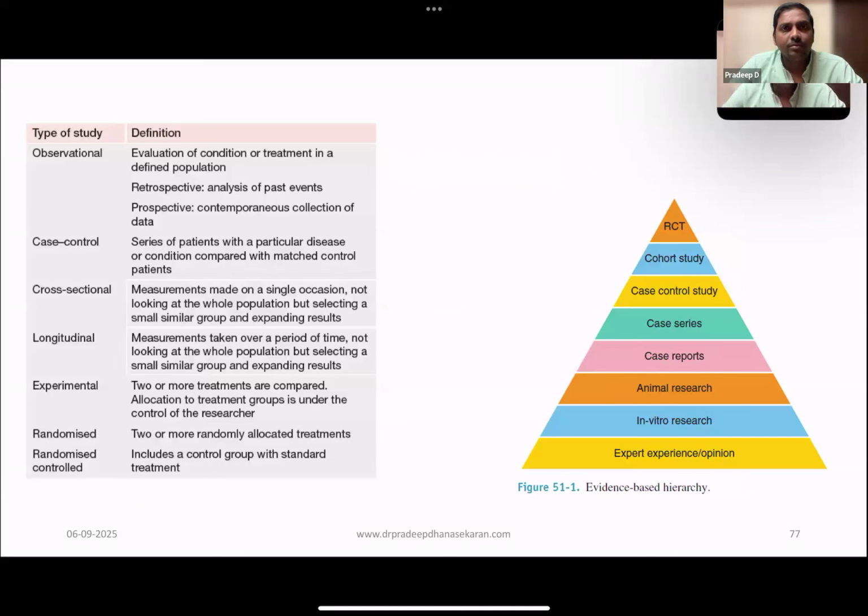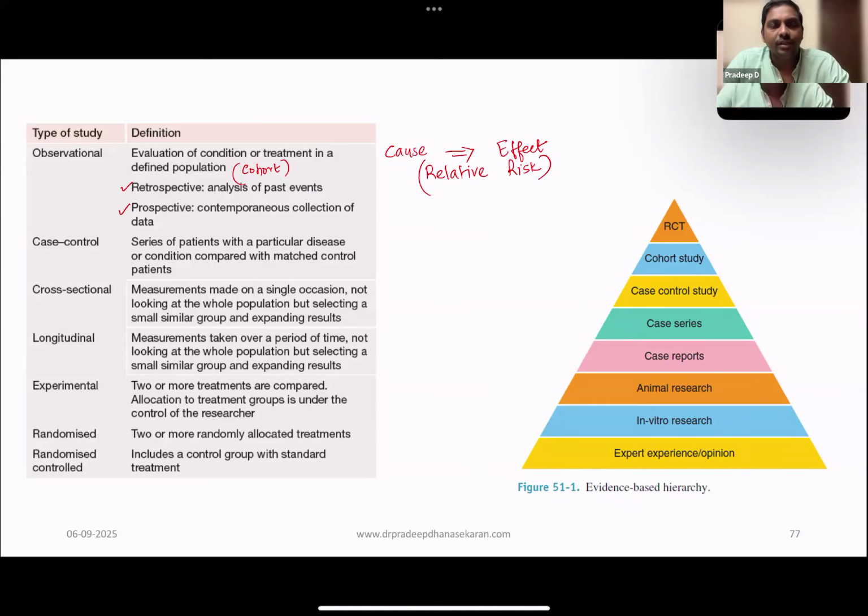So this is the brief table that gives a brief definition of all the existing studies according to the Bayesian law. An observational cohort study helps in evaluating the condition or a treatment in a defined population. That defined population is called a cohort. It can be either a retrospective study or a prospective study. It starts from the cause, you find the cause, then you reach up to the effect. With this, you will be able to identify the relative risk.